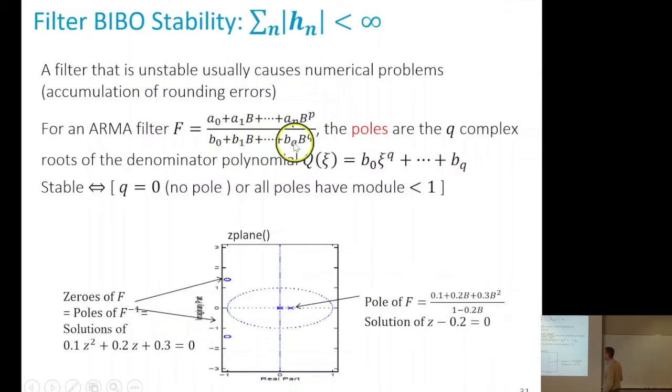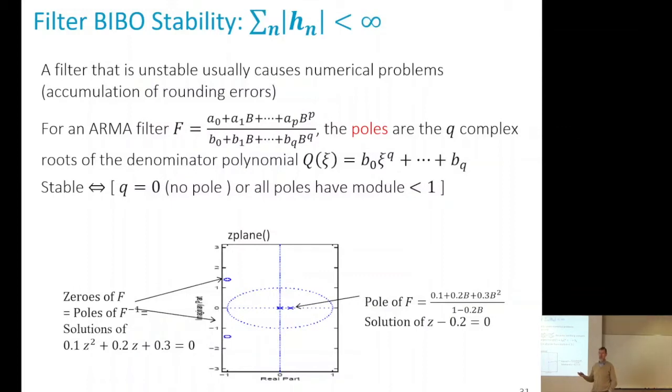The zeros of the denominator of the polynomial, remember that we invert the order. The highest degree term is this one here. So we look at the zeros of this polynomial, and they are called the poles of the filter. And the filter is BIBO stable if it has no pole, because, for example, the order q is equal to 0, so that's a constant, there's no zero. Or all poles have a modulus less than 1. The poles are the zeros of a polynomial.